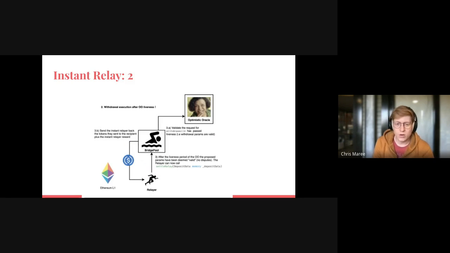What we can see now, when this relay settles versus the previous one, is that the only cash flow here is to pay back the relayer. We don't need to pay anything to the recipient because they got paid out instantly when the instant relay was finalized. Rather, we just pay back the relayer the amount that they fronted to the recipient, plus the instant relayer reward.